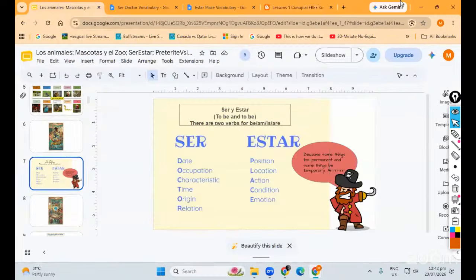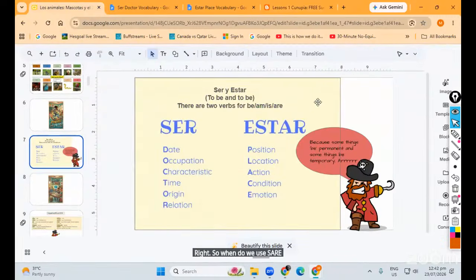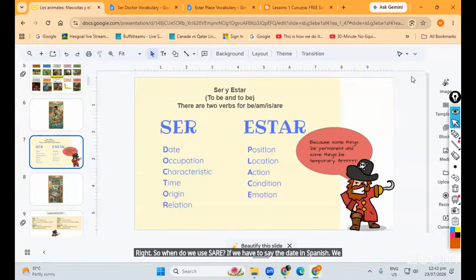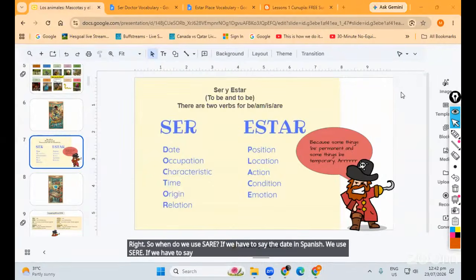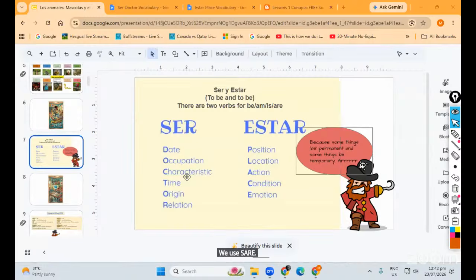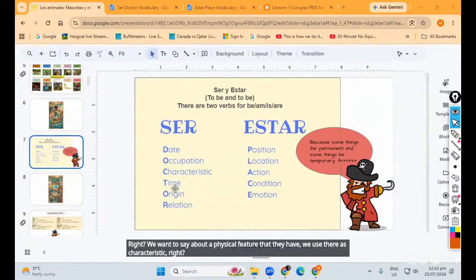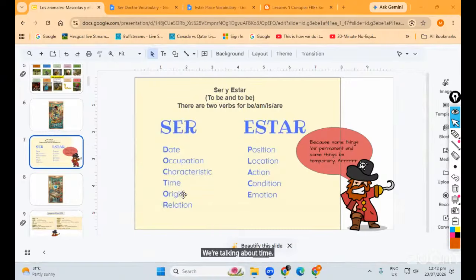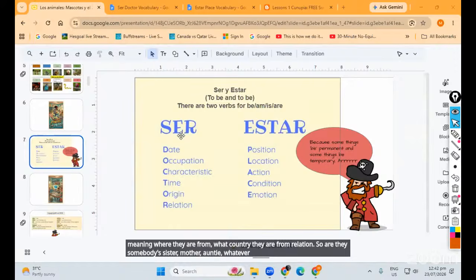Right. So when do we use ser? If we have to say the date in Spanish, we use ser. If we have to say somebody's job in Spanish, we use ser. If we have to say a permanent trait of theirs that they have, we use ser. Right? We want to say about a physical feature that they have, we use ser. That's characteristic, right? We're talking about time, we use ser. Or origin, meaning where they are from, what country they are from, ser. Relation, so are they somebody's sister, mother, auntie, whatever, we use ser, right?